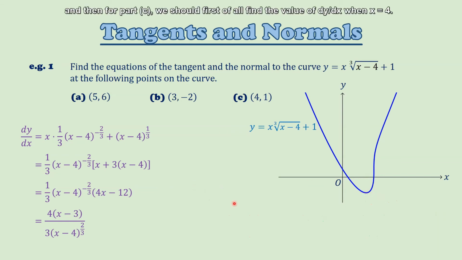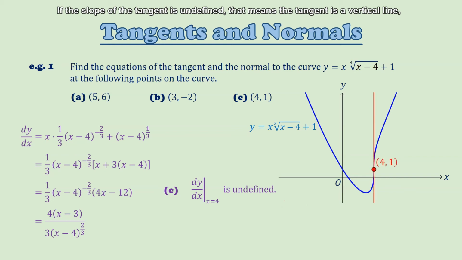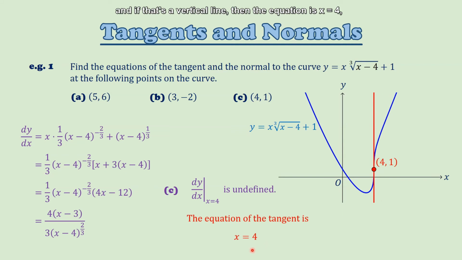And then for part C, we should first of all find the value of dy/dx when x is equal to 4. According to this result, when x is equal to 4, that means the denominator is equal to 0, and as a result, the whole thing should be undefined. If the slope of the tangent is undefined, that means the tangent is a vertical line. And if it is a vertical line, then the equation is x equals 4, where 4 is the x-coordinate of this given point.